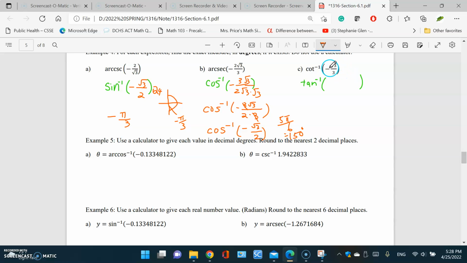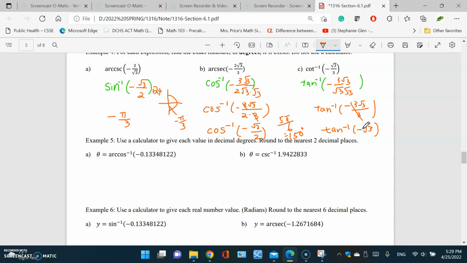Cotangent inverse, negative root 3 over 3. So we use the tangent inverse, upside down 3 over root 3. Rationalize root 3. So we get a tangent inverse, negative 3 root 3 over 3. So they cancel out. So you have the tangent inverse negative root 3.